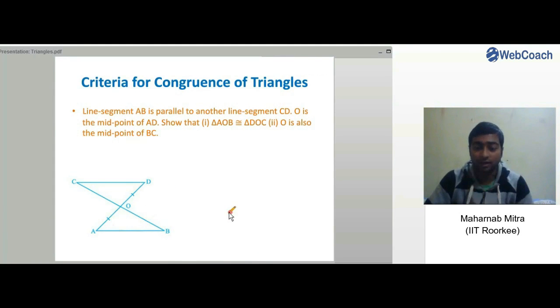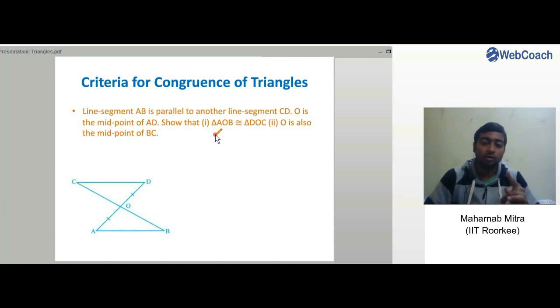Okay, so let's do one question based on the ASA criteria, or angle side angle criteria. From the figure you can see line segment AB is parallel to line segment CD, and O is the midpoint of AD, or AO must equal OD.